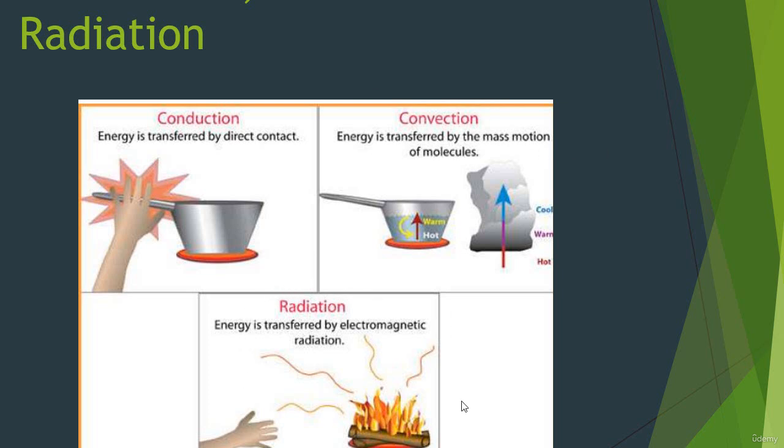Third one is radiation heat transfer. In this, energy is transferred by electromagnetic radiation. You see, from the sun, heat energy is transferred to the earth. This heat transfer is with the help of electromagnetic radiation. So these are the three modes of heat transfer.